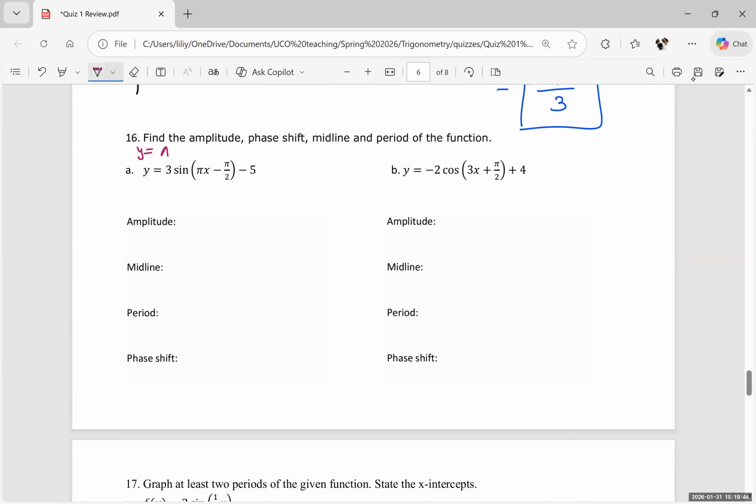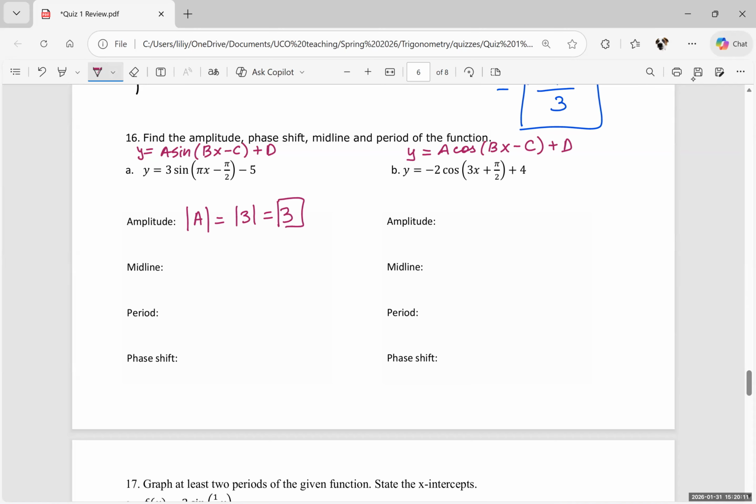Y equals A sine of bx minus c plus d. This is the general form of these equations. Cosine bx minus c plus d. Okay. Amplitude is the absolute value of A. It's the absolute value of 3, which is just 3.